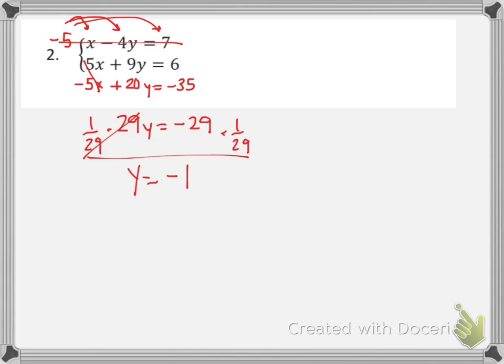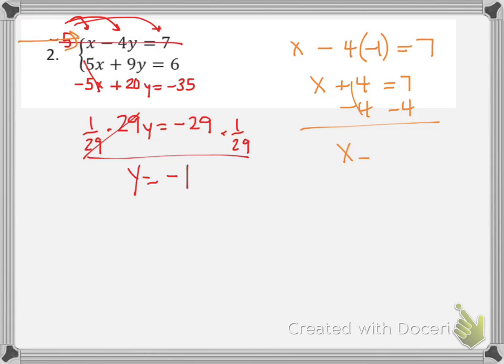And let's use the top equation this time. X minus 4 times y, which is negative 1. That's equal to 7. So we have x. And then negative 4 times negative 1, that's a positive 4, equals 7. And then subtract 4 from both sides. And we get x equals 3. So my ordered pair, x value is a 3, y value is a negative 1. That's the solution to the system.